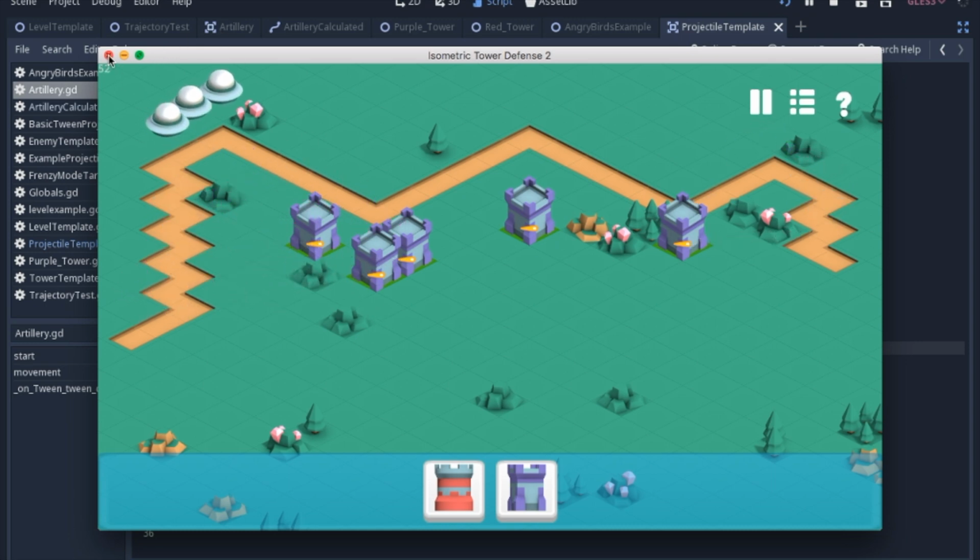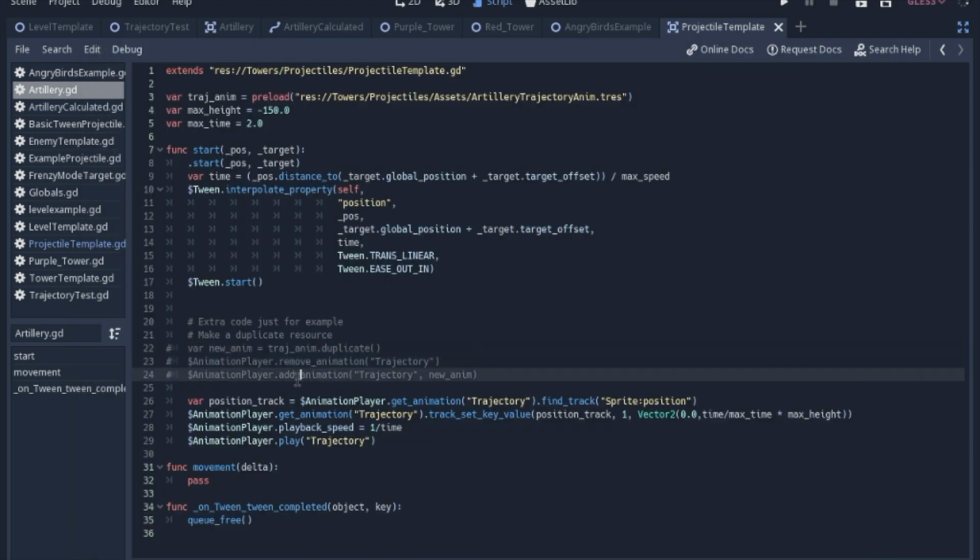So how we make a unique resource would be these 3 lines here. We're going to duplicate that resource. That way, if we change anything on it, it doesn't change the original one. We're going to actually remove that trajectory and add a new one. And you have to remove it since I already have one in there, which wouldn't have been necessary, except it makes it easier for me to show that previous example of it being bad.